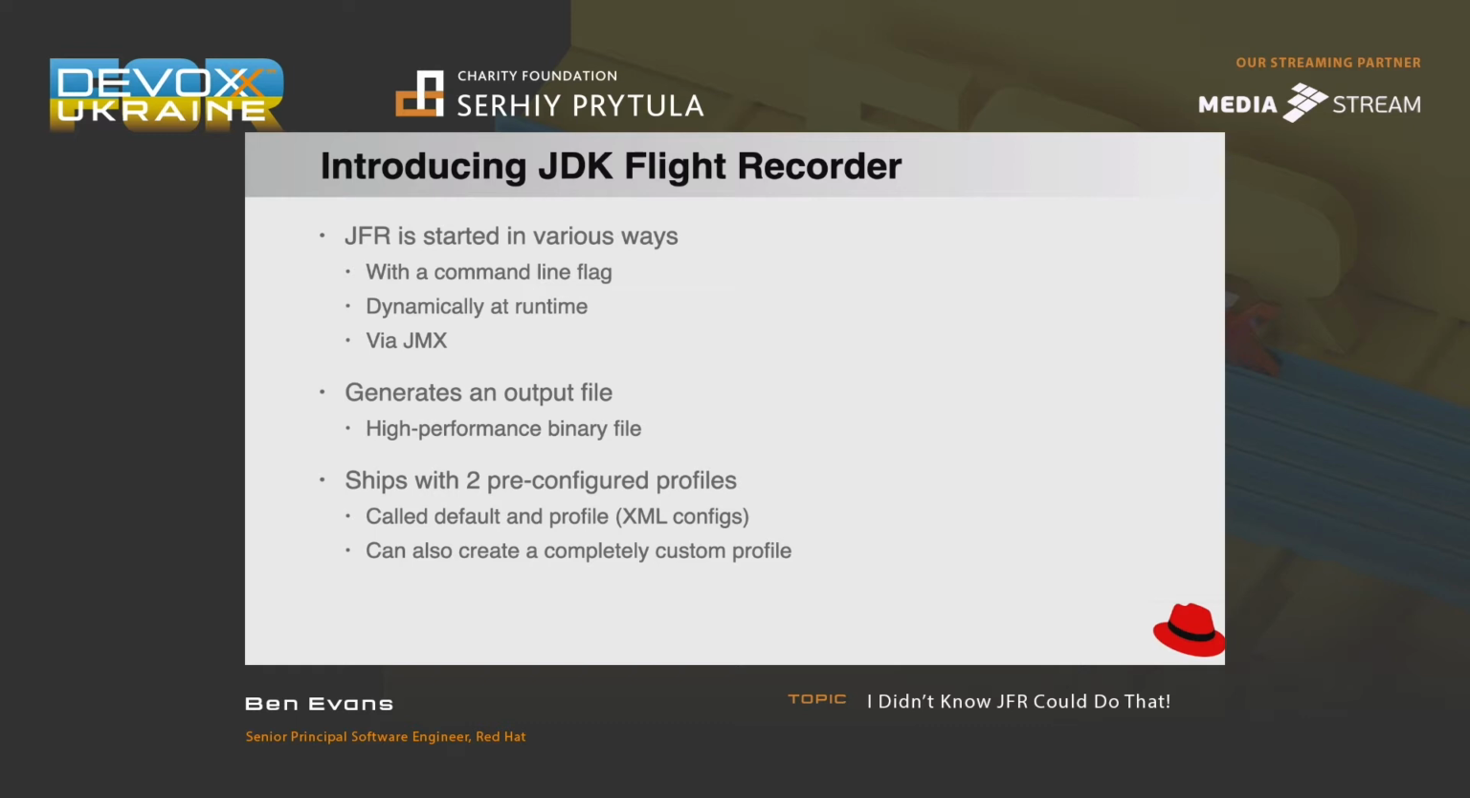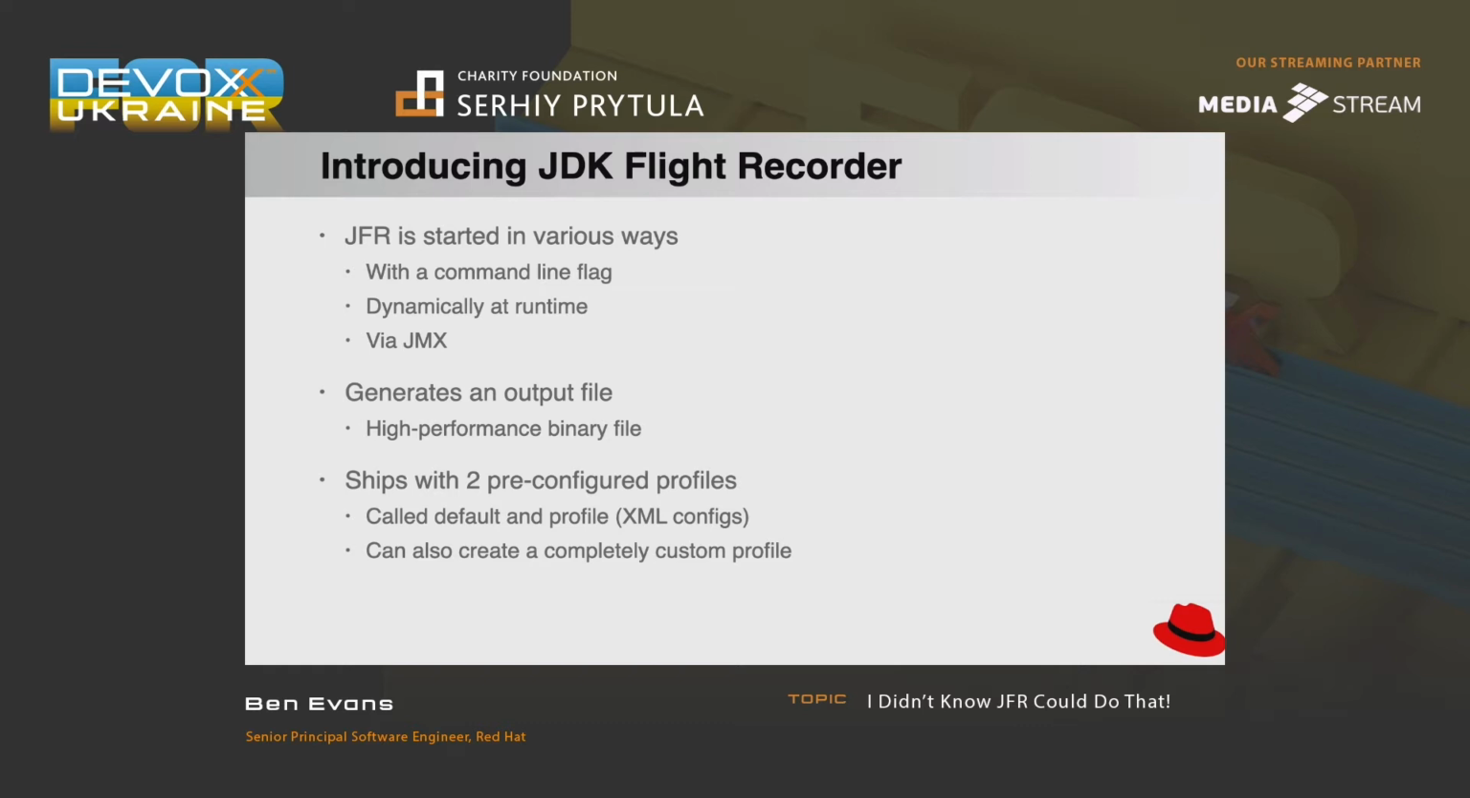You can then also control and start JFR in various ways. You can start it with a command line flag, so you can start by passing just some -XX switches. You can start JFR dynamically at runtime with a jcmd command. You can also start it using JMX as well. So there are some quite interesting different ways that you can activate JFR. Okay, this sounds great. This is the how and the what of what JFR actually is.